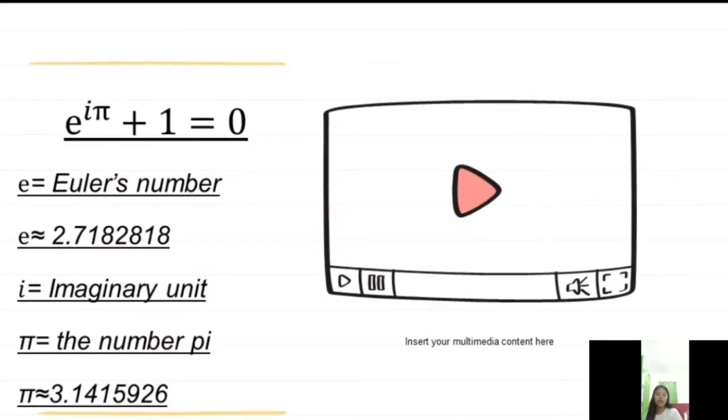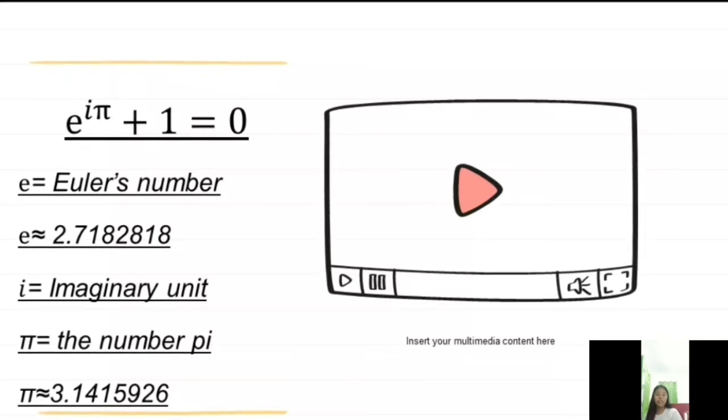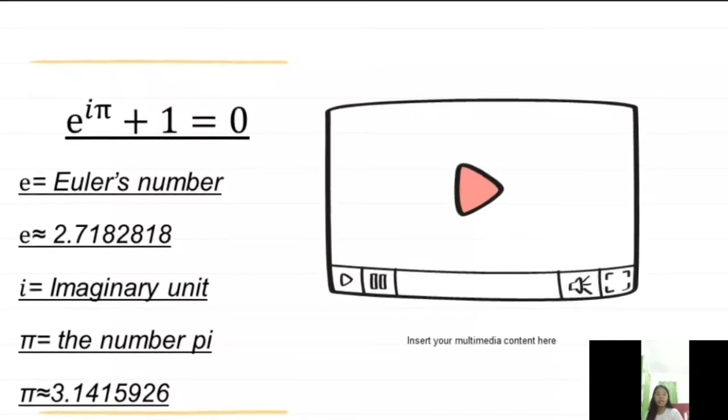Euler's identity is e raised to i pi plus 1 equals 0, where e is called Euler's number. Euler's number is approximately 2.7182. Euler's number is an irrational number because it is a non-repeating and non-terminating decimal.